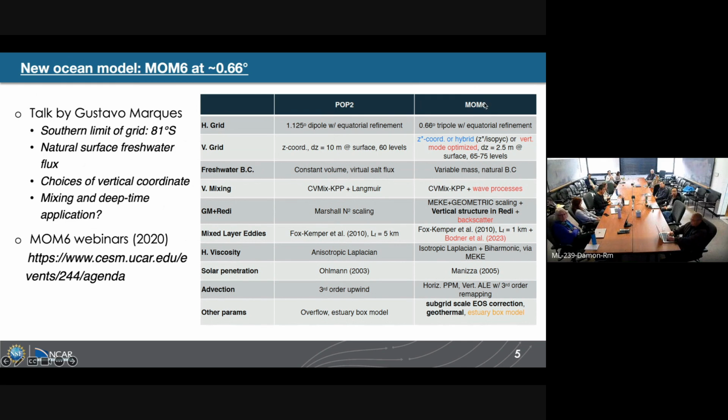And MOM6 offers multiple choices of vertical coordinates, and we are still communicating with oceanographers about what the potential implications are for paleoclimate. And we need to work with them later on whether we want to modify the mixing for deep time applications. And if you want to learn more about MOM6, there are also recordings from the past webinars. I find those very helpful.